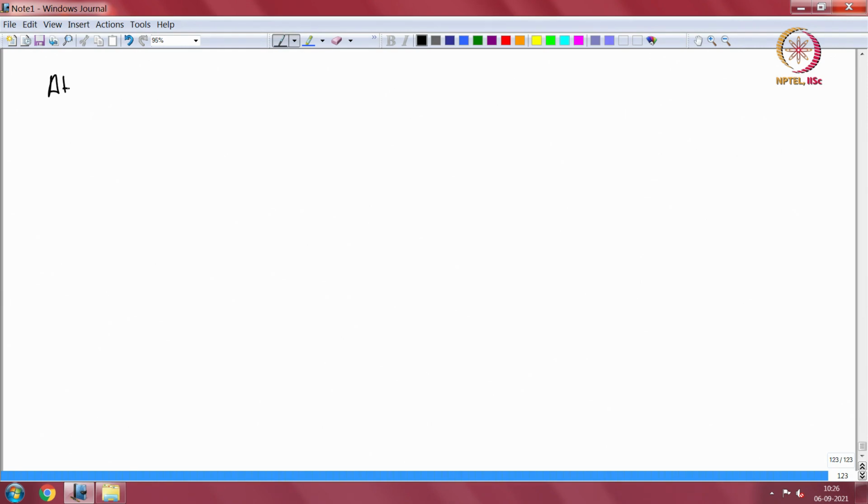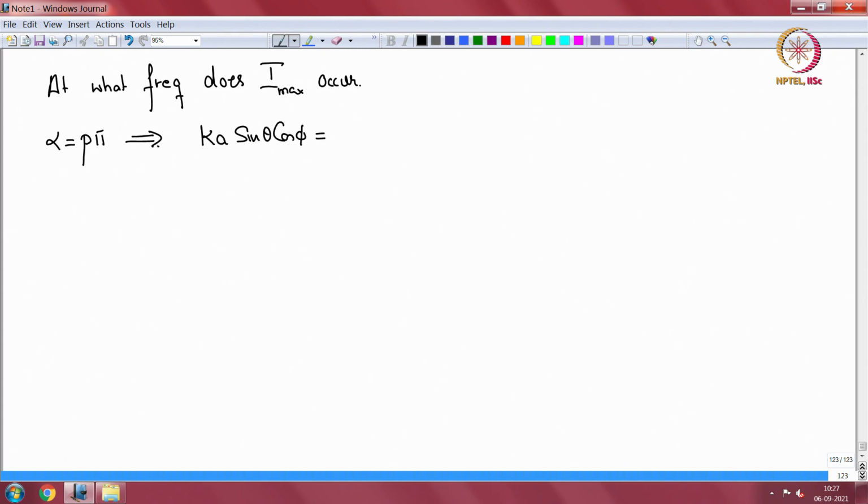So at what frequency does Imax occur? At what frequency does it occur? Let us see, alpha is equal to p pi, which implies Ka sin theta cos phi is equal to p pi.